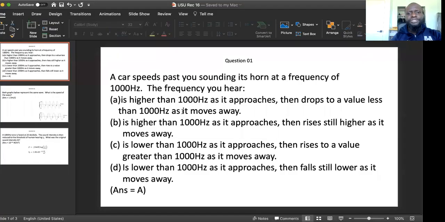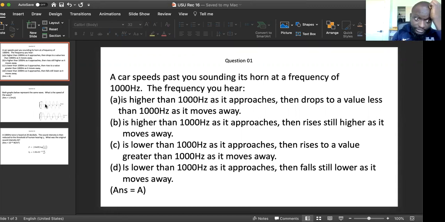Okay, so this is the first problem in the recitation quiz. It says a car speeds past you, sounding its horn at a frequency of 1000 hertz. So we know the Doppler effect: as the car is coming towards you, the frequency you hear will be higher than the actual frequency, and then when the car recedes from you, as a stationary observer, the frequency you hear becomes lower than the actual frequency it's emitting. So that's why the correct answer here is A: higher than 1000 as it approaches, then drops to a value less than 1000 hertz as it moves away. Then the others are not correct.